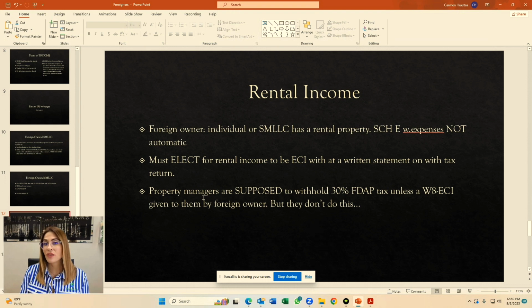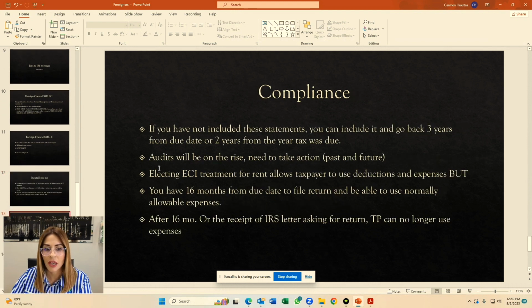Then you would have to fill out a Form W-8ECI and give it to the property manager so that they don't withhold. But I see very few property management companies doing this. Okay, so what happens if you haven't done it?